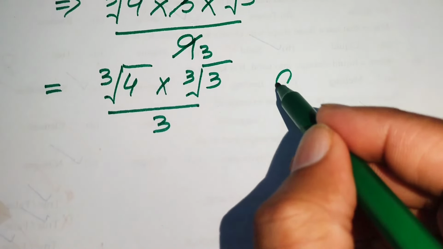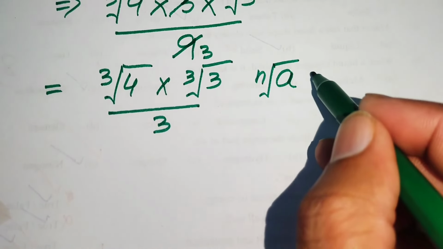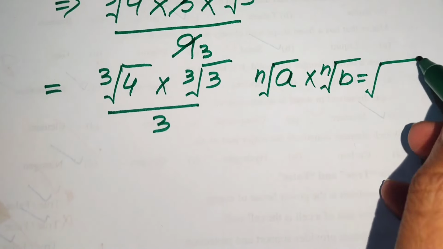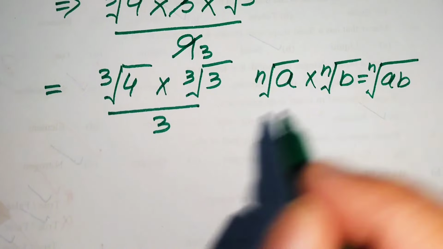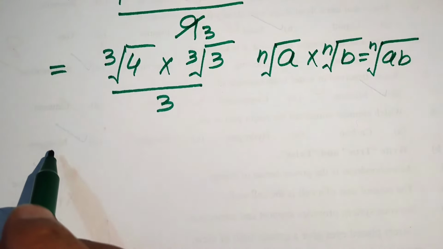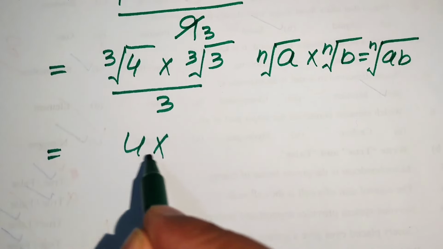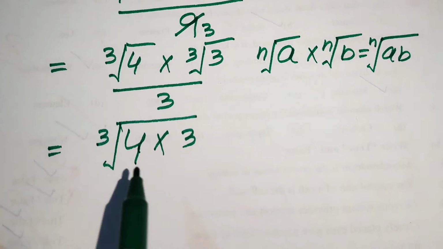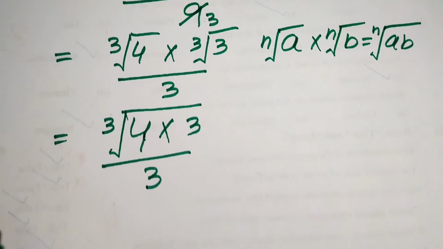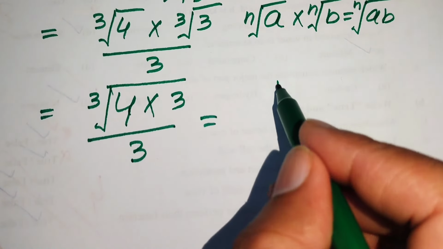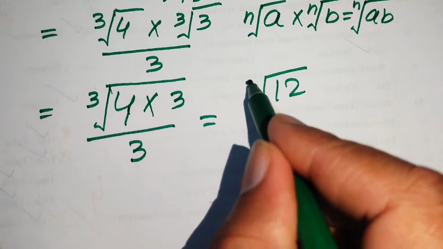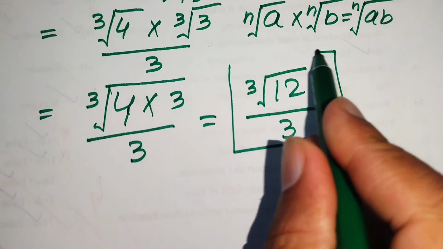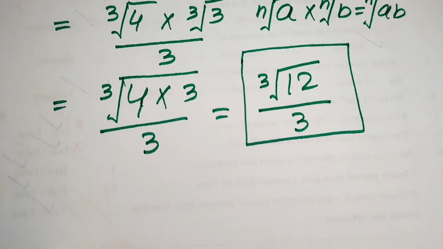Here we have another property. If you have the nth root of a multiplied by the nth root of b, it equals the nth root of ab. So we combine the cube root of both of these terms and it is written as the cube root of 4 times 3, divided by 3. Here 4 times 3 becomes 12, so the cube root of 12, divided by 3. This is our final simplification of this question and this is the final answer.